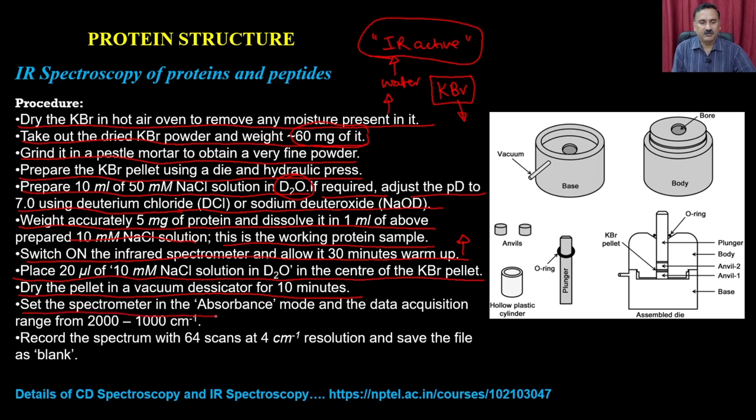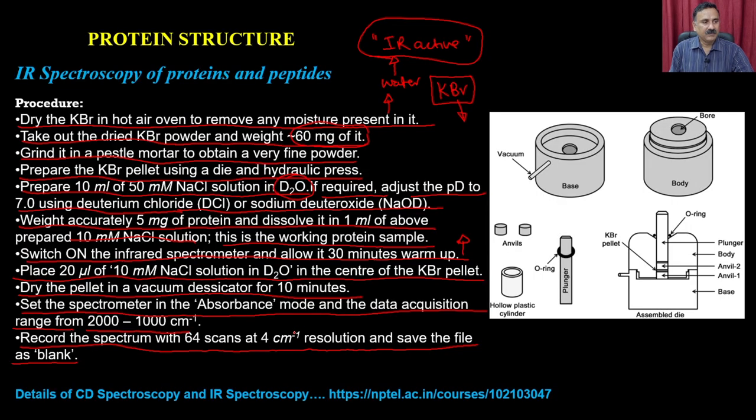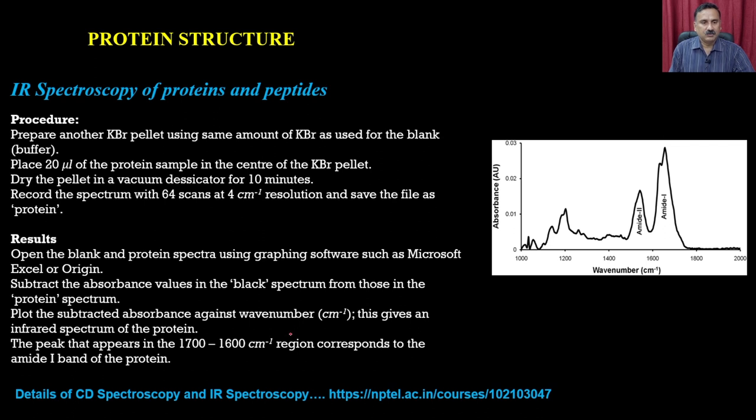Set the spectrometer in the absorbance mode and the data acquisition range from 2000 to 1000 centimeter minus 1, and record the spectra with 64 scans at 4 centimeter minus 1 resolution and save the file as blank, which means first you are going to take the spectra of only the reagents or only the buffer. Then you are going to prepare the KBr pellet.